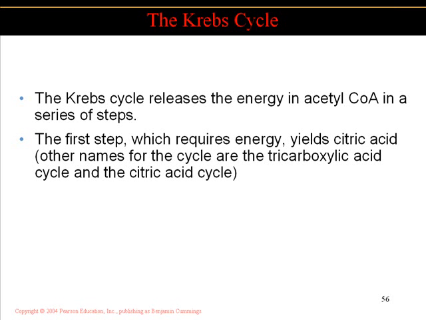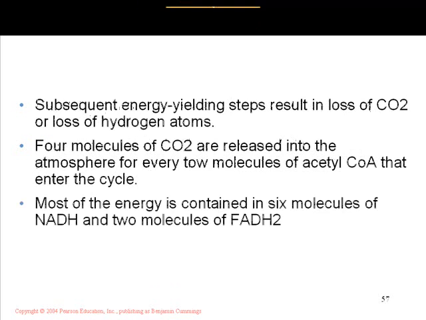So in the Krebs cycle, we see releases of energy from acetyl-CoA in a series of steps. The first step requires energy. Remember, to produce energy, it also requires energy. And we see in this first process, it'll yield citric acid. Another name of the cycle, sometimes you'll see it referred to as the citric acid cycle.